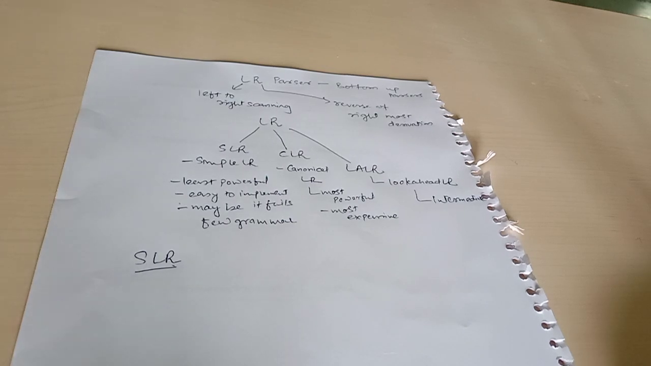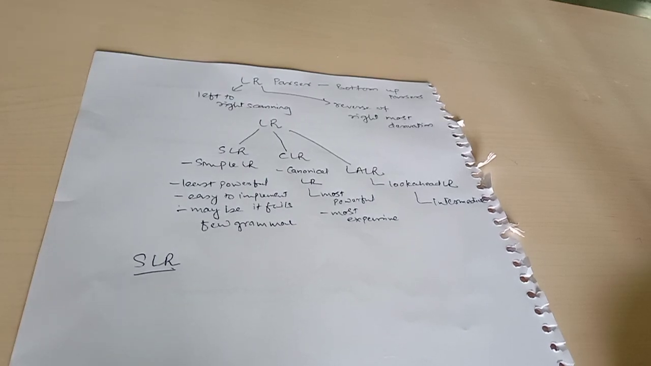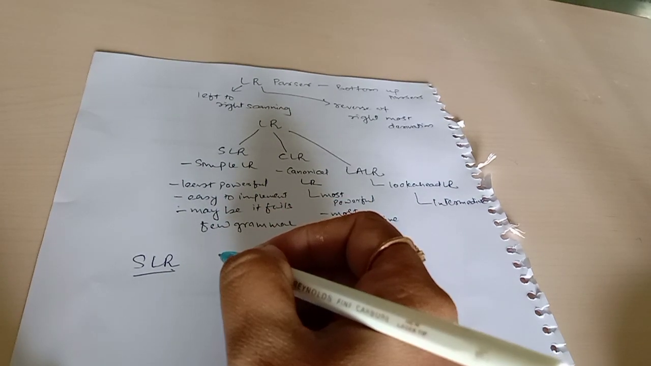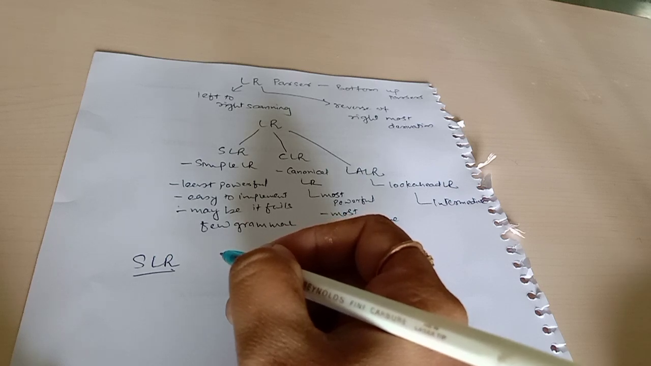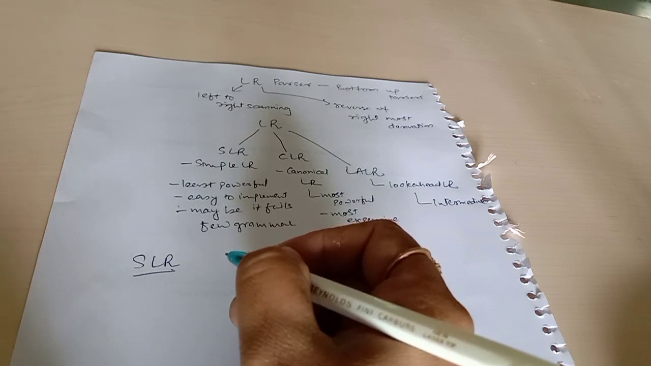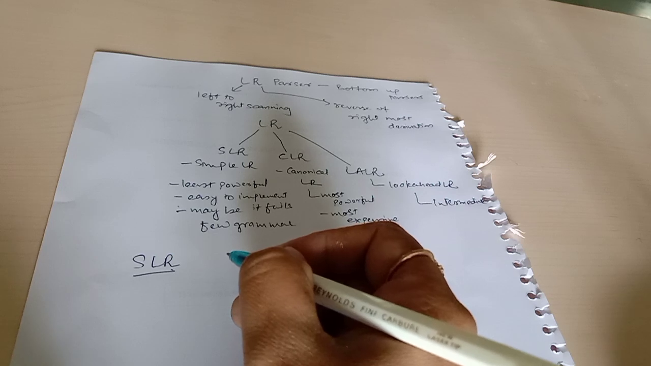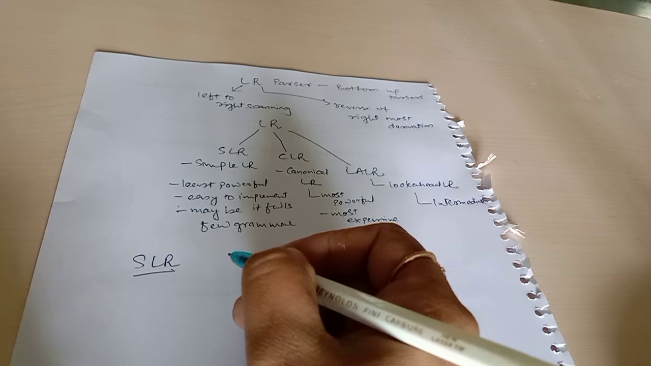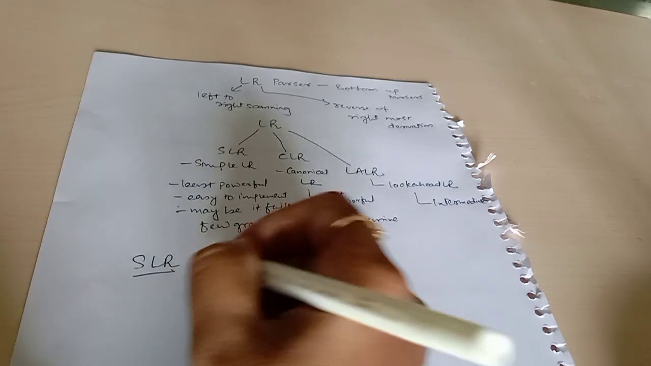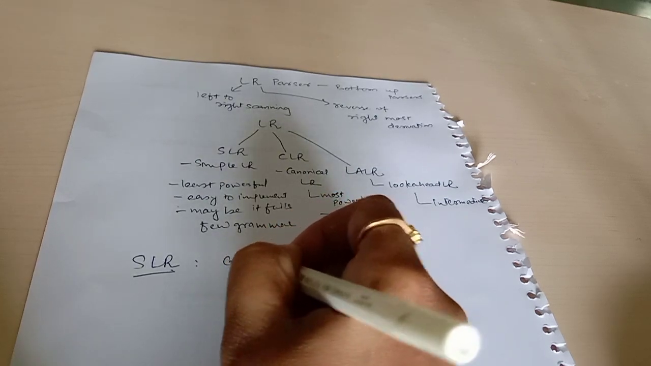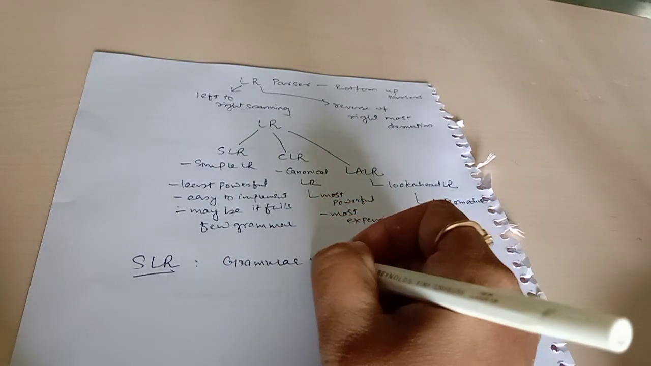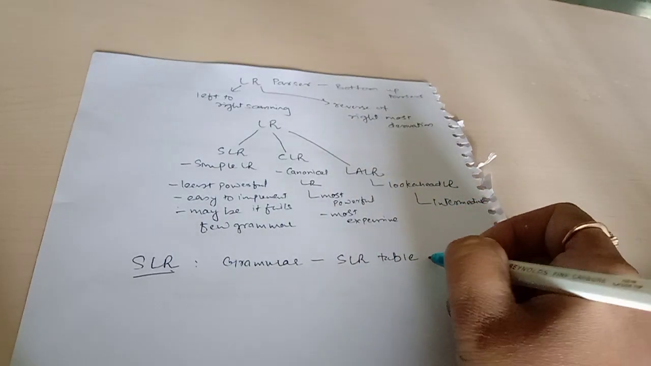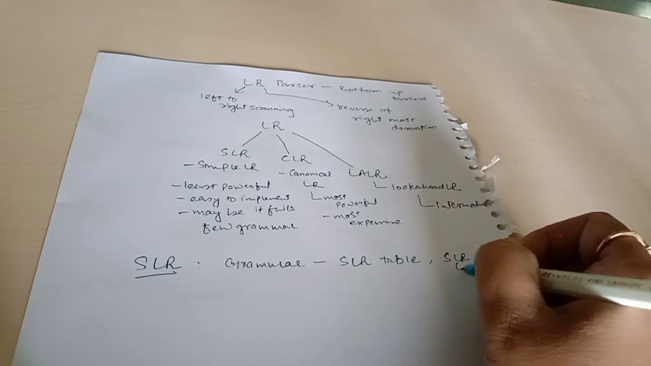Okay, so before we learn any technique in detail, one more thing is we are interested in what kind of grammar is suitable for these techniques. Any grammar for which we can construct a parsing table, or we can say an LR parsing table, we can call that grammar an LR grammar. So for any grammar, if we can construct the SLR table, we can call that grammar an SLR grammar.